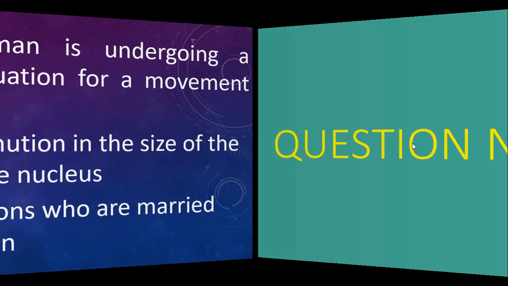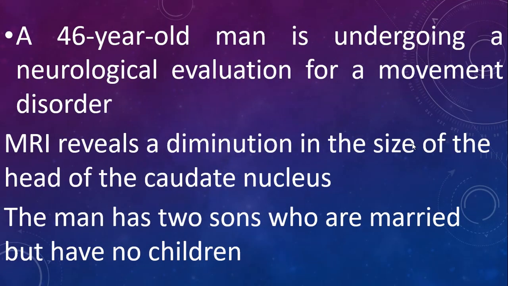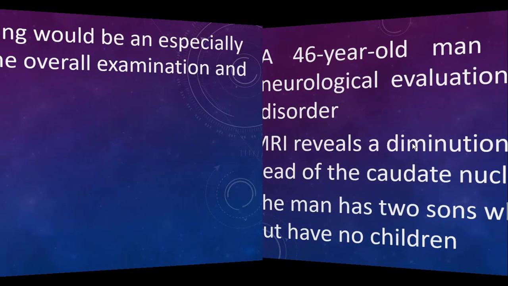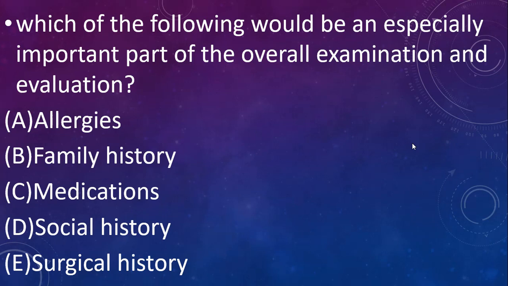Question number 5. A 45-year-old man is undergoing a neurological evaluation for a movement disorder. Don't forget, MRI reveals a diminution in the size of the head of the caudate nucleus. Don't forget this point too. The man has two sons who are married but have no children. Which of the following would be an especially important part of overall examination and evaluation?